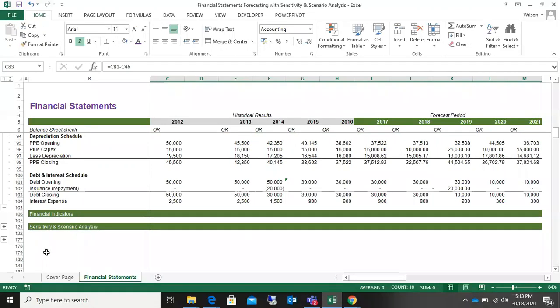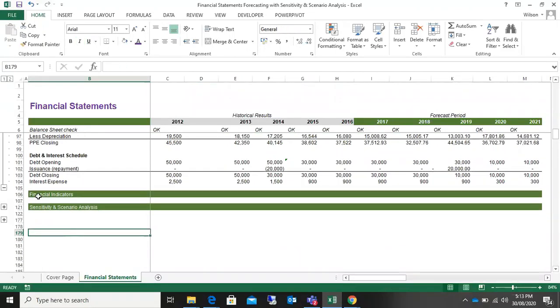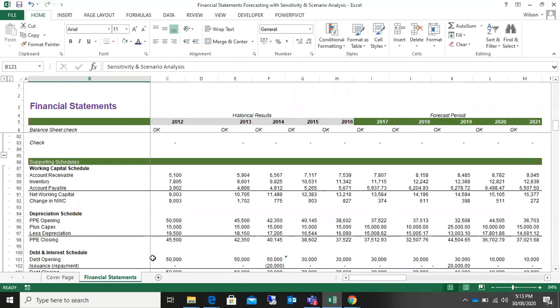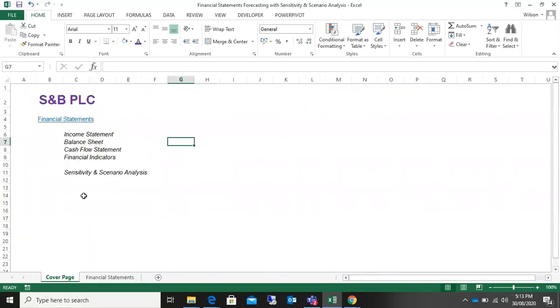Now, what we did not work on is, of course, financial indicators, sensitivity, and scenario analysis. Actually, in the last class, we did sensitivity analysis, but we didn't talk about scenario analysis. So if you look at the cover page that we have here, you see that this cover page is for S&B PLC, right? Financial statement.